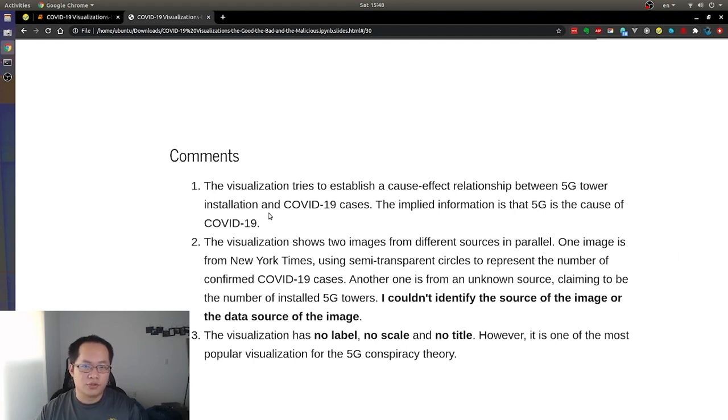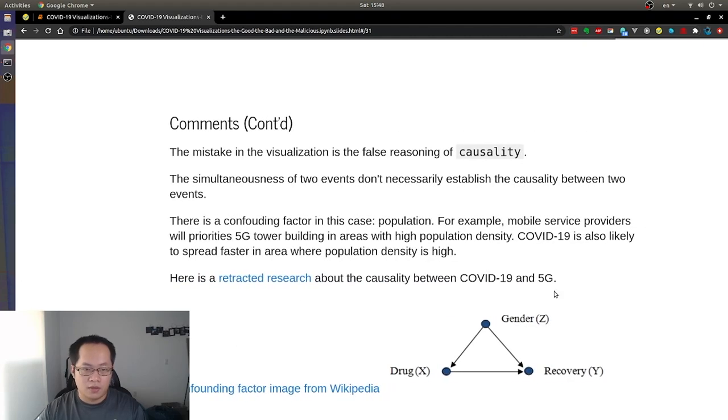This variation tries to establish a cause-effect relationship between 5G tower installation and COVID-19 cases. The implied information is that 5G is the cause of COVID-19. The variation shows two images from different sources in parallel, but I couldn't identify the source of the images. Again, the variation has no label, no scale, and no title. The mistake made in this variation is a false reasoning of causality. In plain English, if two things happen at the same time or in parallel, that doesn't necessarily establish causality between the two events. You cannot say 5G caused COVID. Well, you also can't say it's COVID that caused 5G.